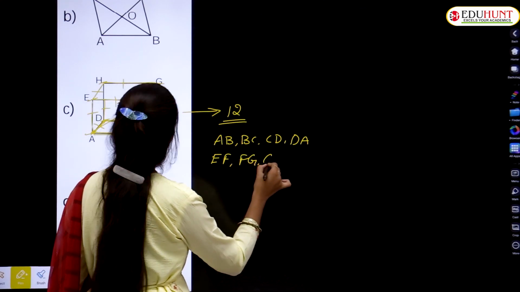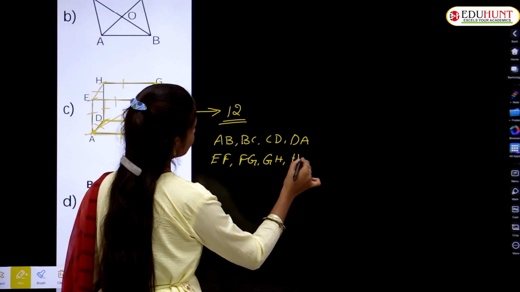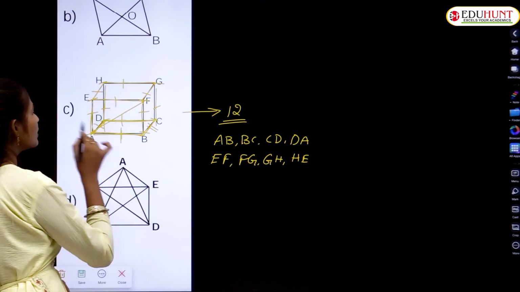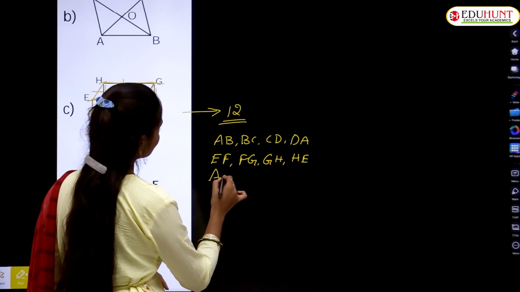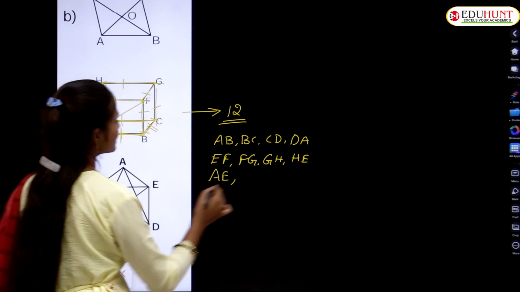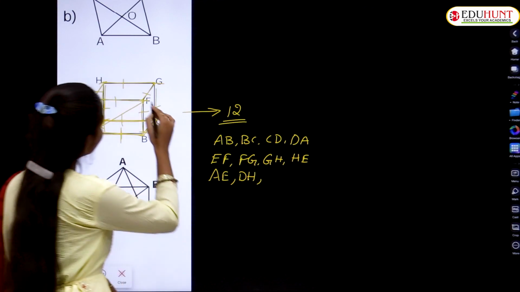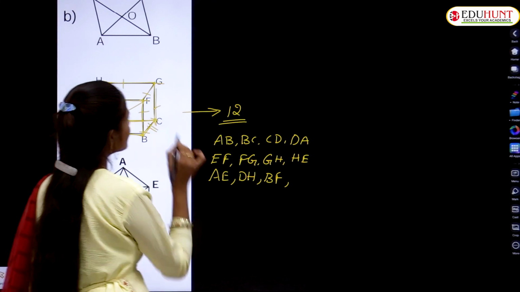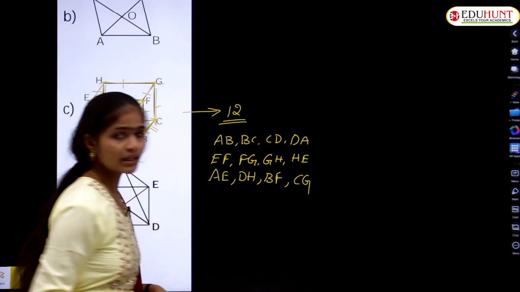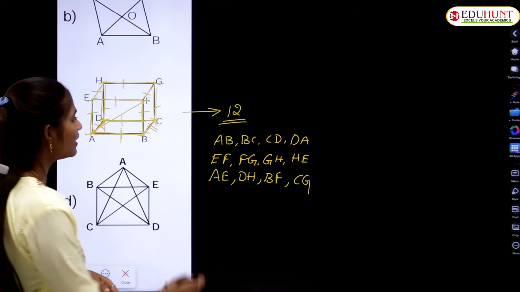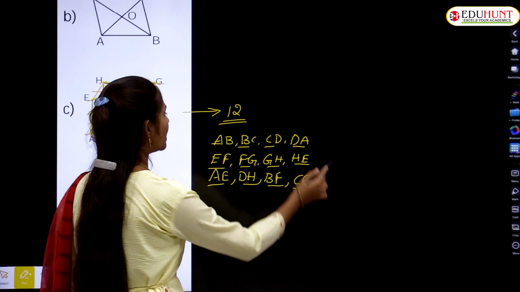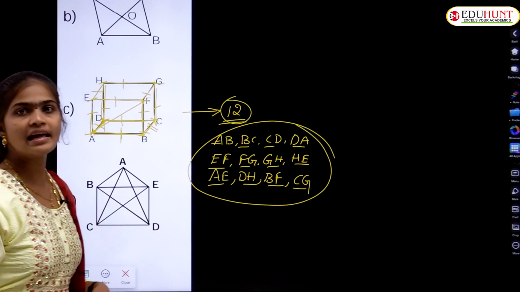FG, GH, HE. So here how many line segments are there? Totally 8 line segments are there. After that, what about these two? Here AE and here DH, and here another one, that is BF, and here another one is CG. Okay, in total how many line segments are there here? 1, 2, 3, 4, 5, 6, 7, 8, 9, 10, 11, 12. So in total we have 12 line segments.